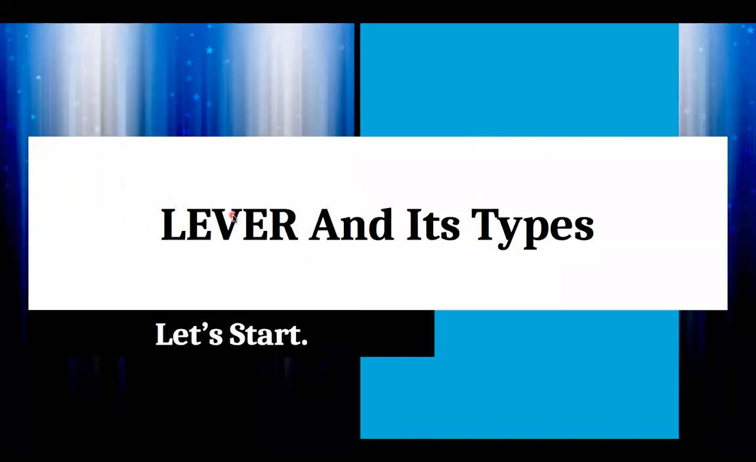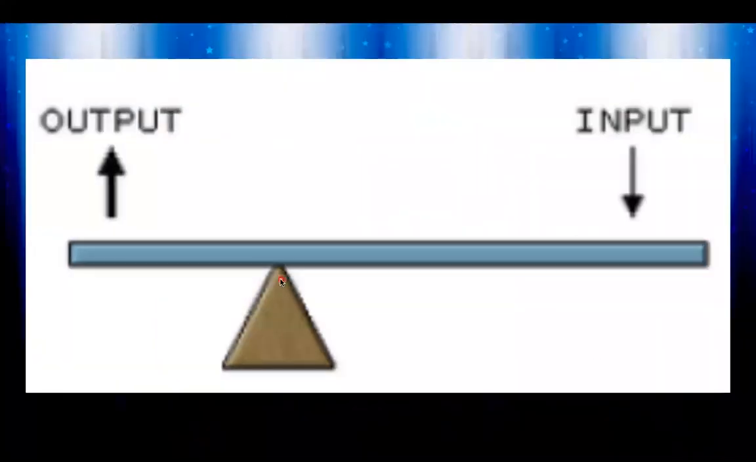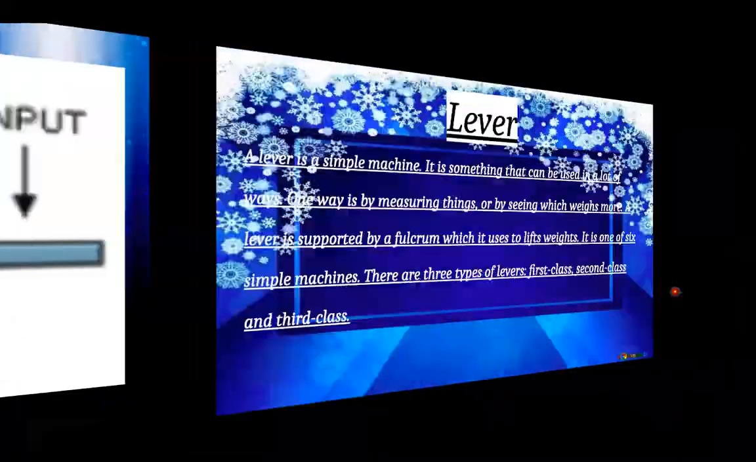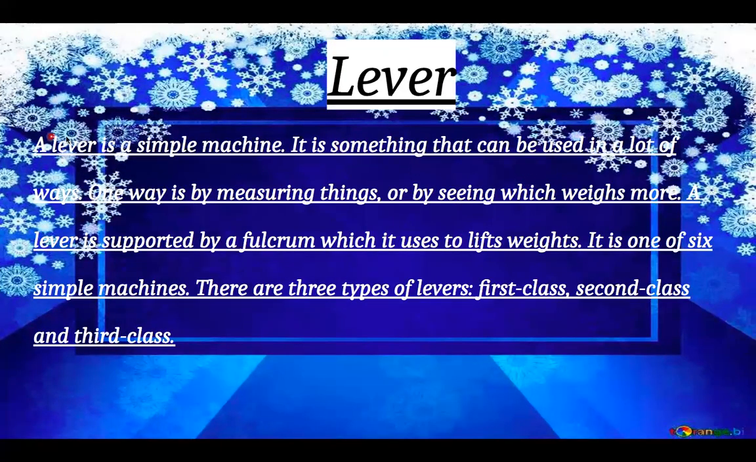Our topic for today is levers and their types. Let's start. Are you ready? This is the output and this is the input on our lever. What is a lever actually? A lever is a simple machine. It can be used in a lot of ways, one way being measuring things or seeing which way weighs more. A lever is supported by a fulcrum which it uses to lift weights. It is one of 6 simple machines. There are 3 types of levers: first class, second class, and third class.